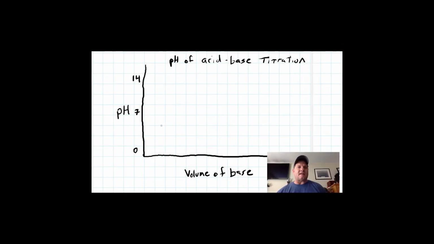So what we're going to do now is take a look at how the pH changes during a titration. So we're going to look at the pH of an acid-base titration curve by adding a volume of base to an acid.